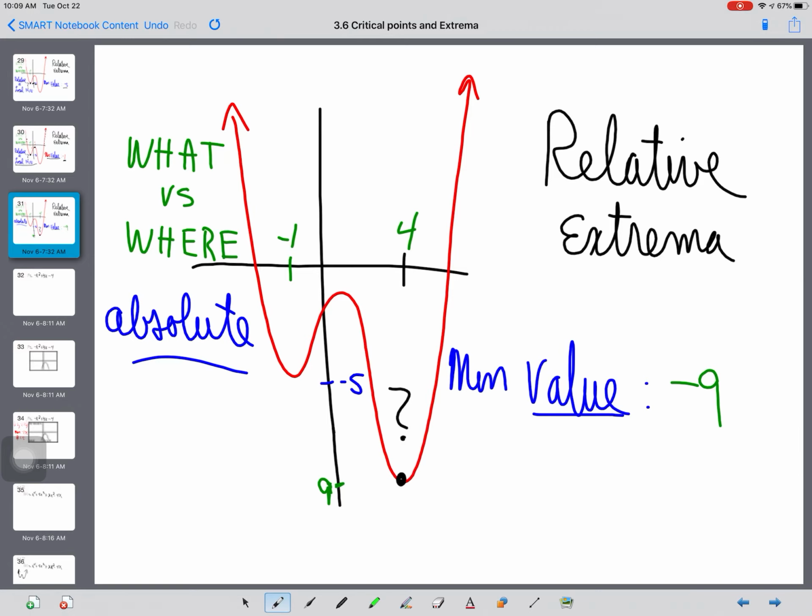Now this graph does have an absolute minimum value. And again, I'm making up these numbers, but at 4, the lowest possible answer you will ever get is 9. There is no value anywhere else. So this graph has 2 relative or local extreme values and 1 absolute extreme value.